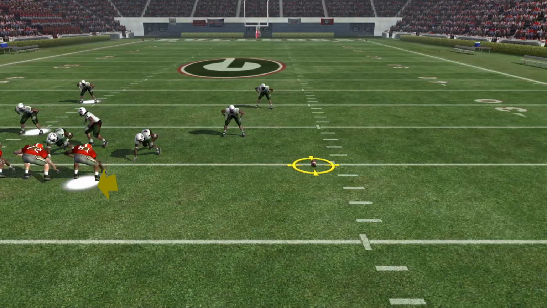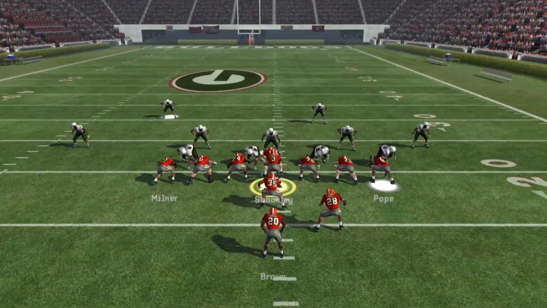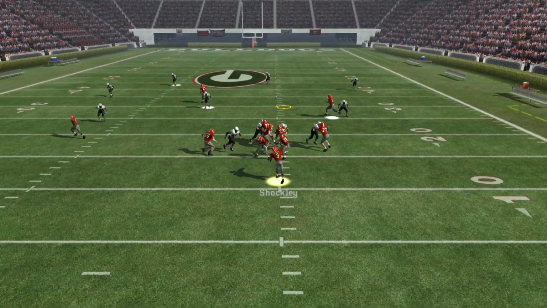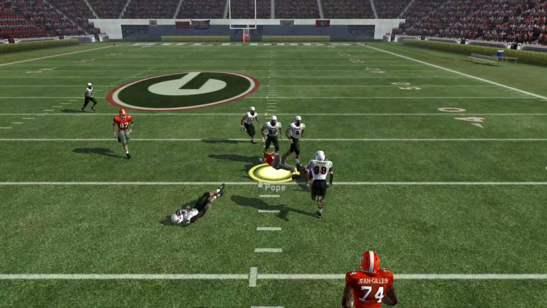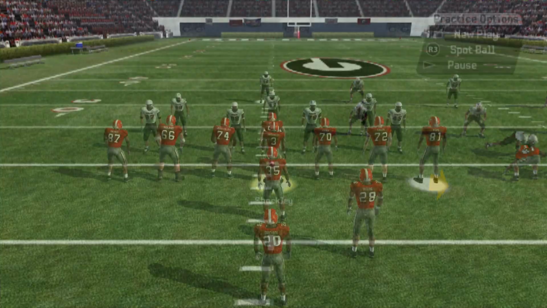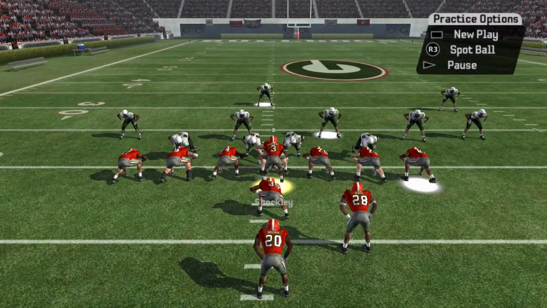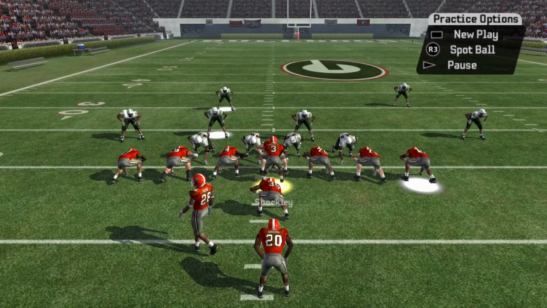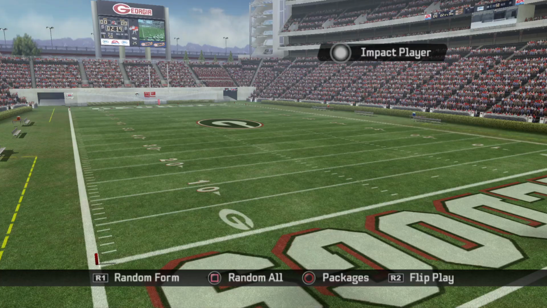You could try this on the right hash, but you're running out of zone options really quick. There's a middle hole open right there. But I think your safe bet is to run this on the left hash with that flat route going to the short side. Of course, you can flip it and run it off the right hash as well.